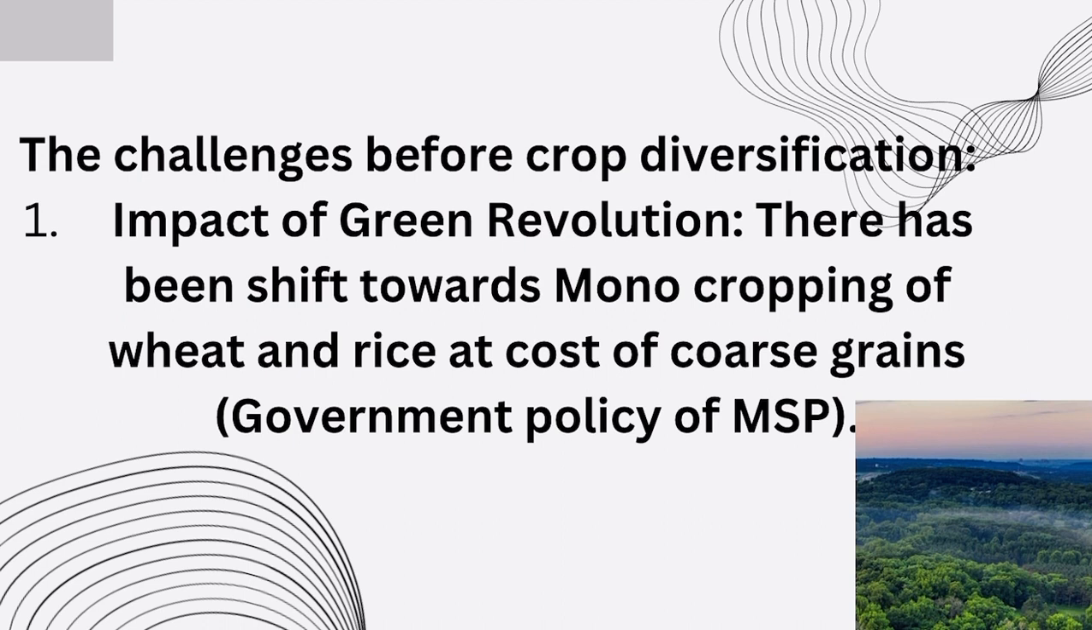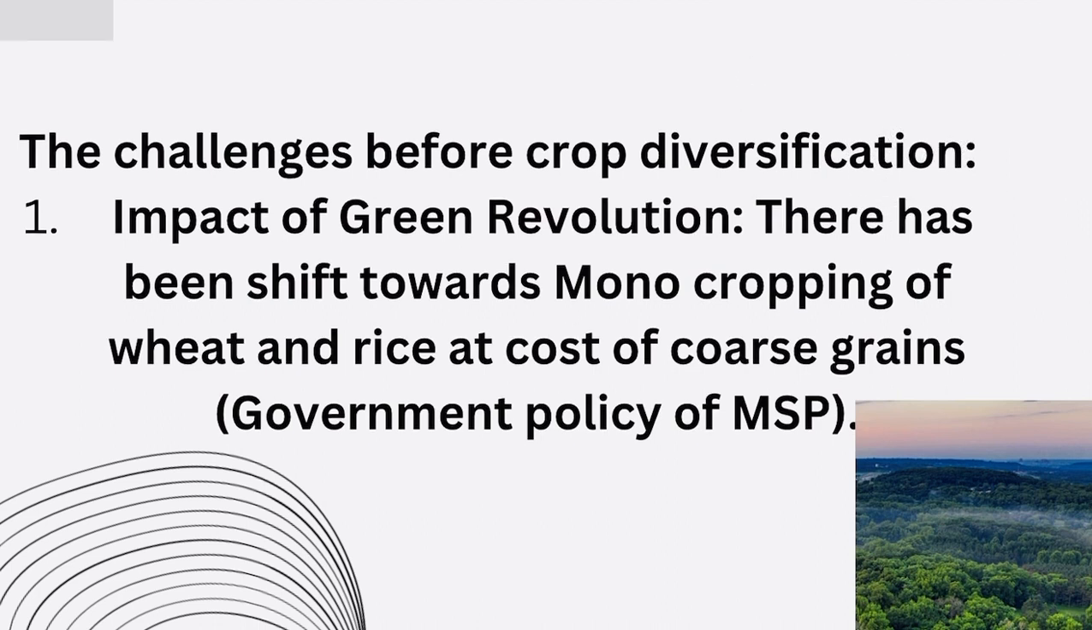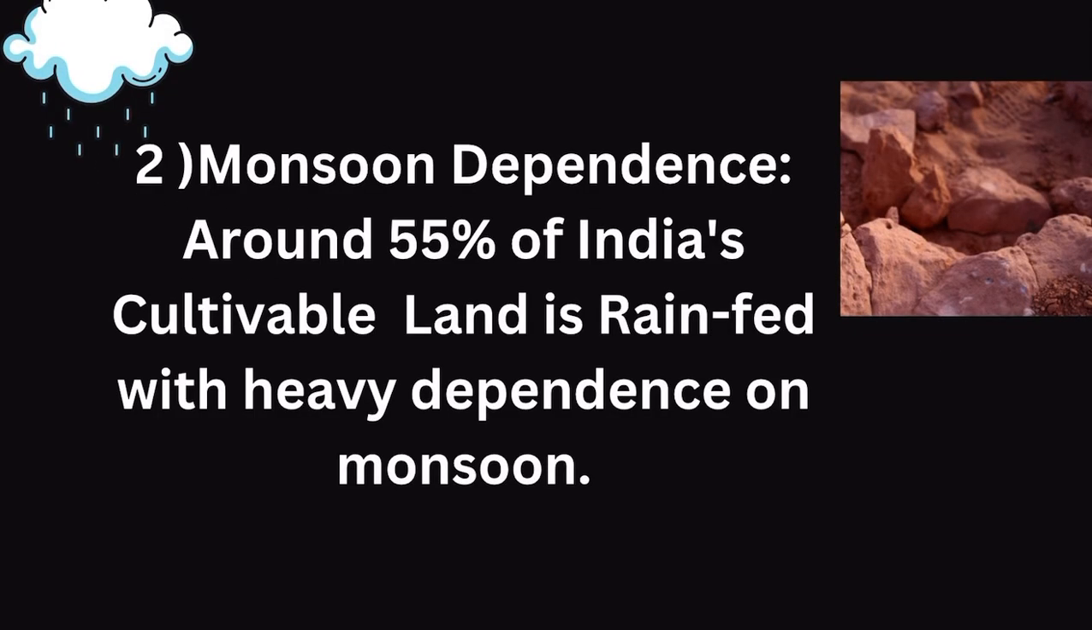So first one is impact of green revolution. As the green revolution rose, there was a rise in the growing area of wheat and rice due to MSP policy. So due to monocropping, we are not able to grow coarse grains. Next is monsoon dependence. Around 55% of India's cultivable land is rainfed with heavy dependence on monsoon.